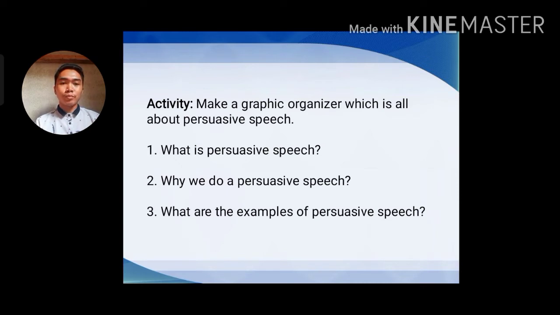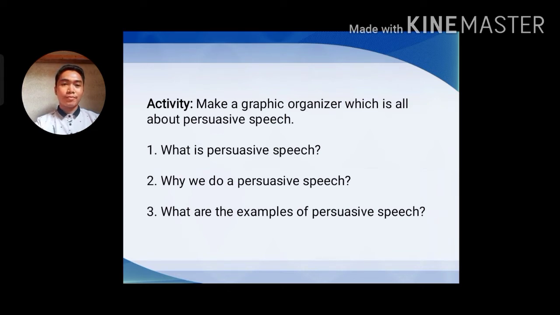So thank you for your participation, and let's give a barangay clap to ourselves. So now I'm going to ask you some questions about the topic or the graphic organizer for today. So the number one question, what is a persuasive speech?